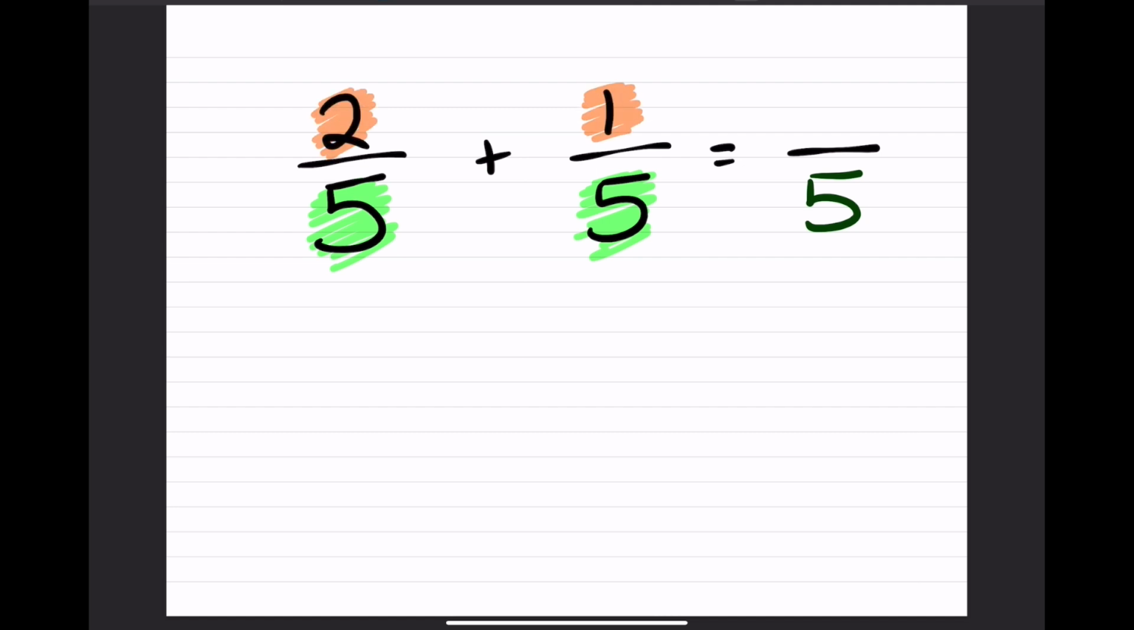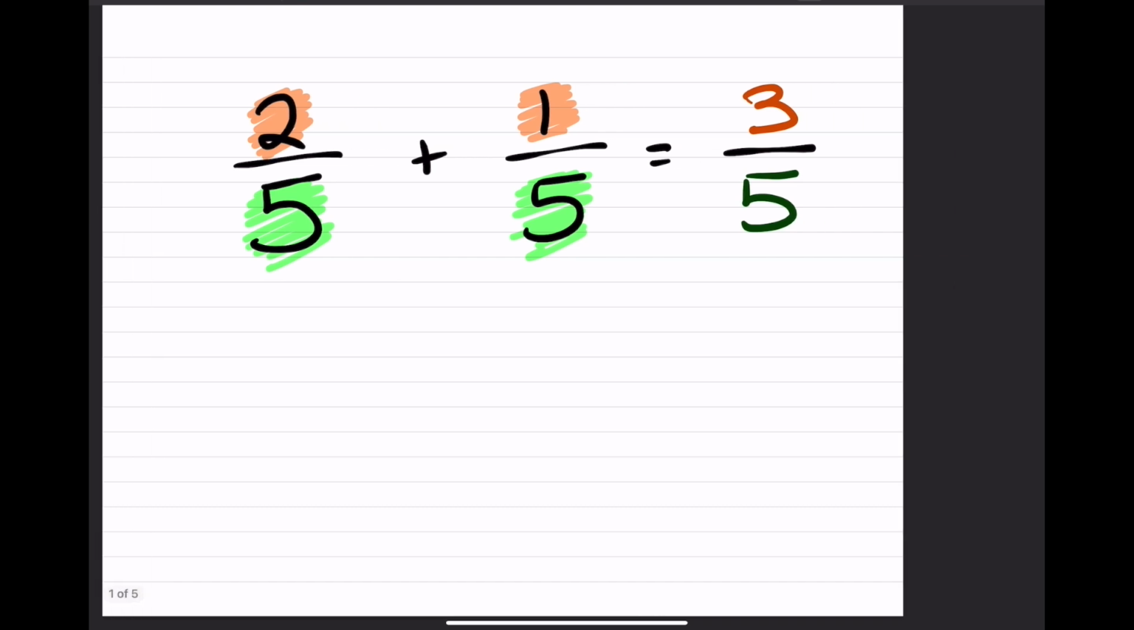So I have 2 and 1, so I'm going to do 2 plus 1 to get 3. So 2/5 plus 1/5 is 3/5. We've kept the same denominator, and we've added our numerators. If we could simplify, we would, but 3/5 is already in simplest terms.